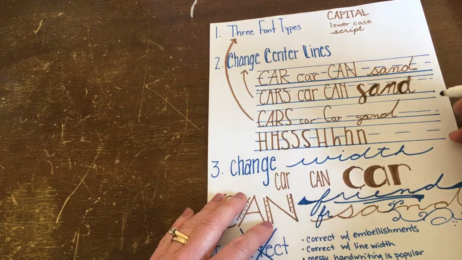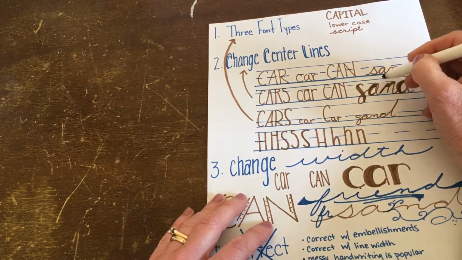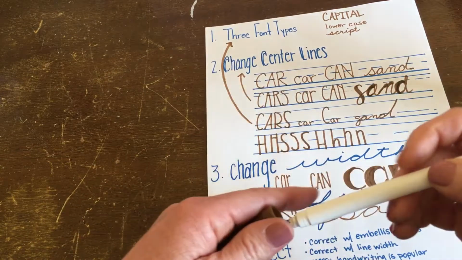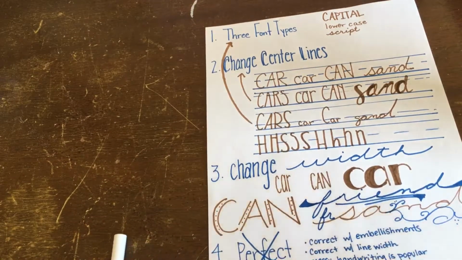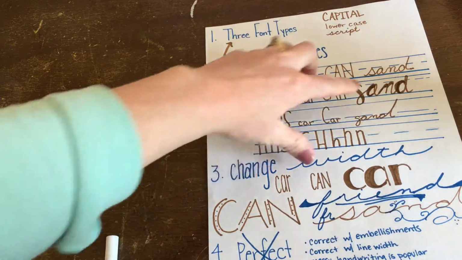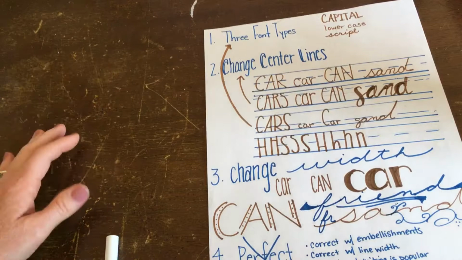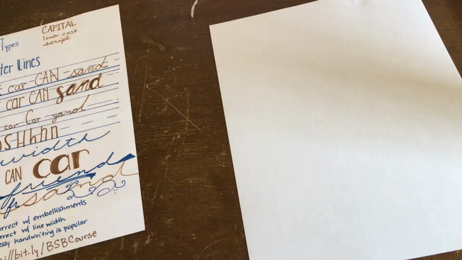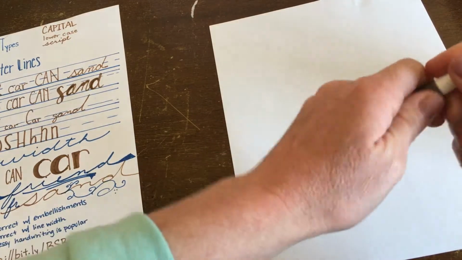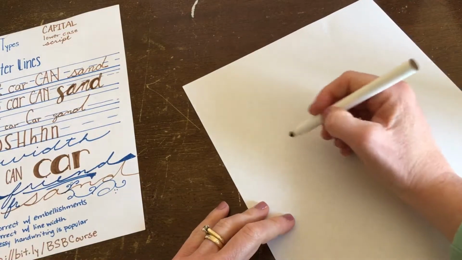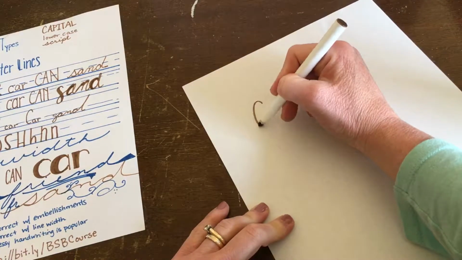Okay. Now the other thing, guys, that you can do is a little tip on how to create some shadowing or some widening of letters. This is just a little bit of a tip. So let's just say we want to have the word car, okay? And we'll do it capital.